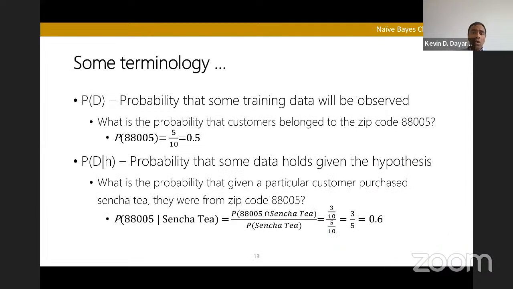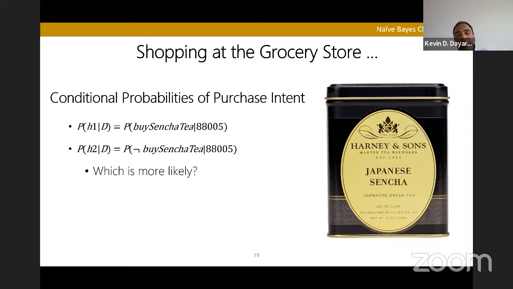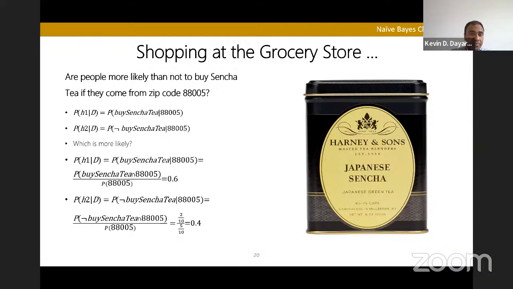So we would be interested in conditional probabilities of purchase intent. That is, what is the probability that a customer buys Sencha tea given that they are from a zip code? And what's the probability that they don't buy Sencha tea given that they are from a zip code? For example, you walk into a grocery store, you have your shopping cart, and it is a sophisticated shopping cart where you can enter your locality, where you're from. You put that in.